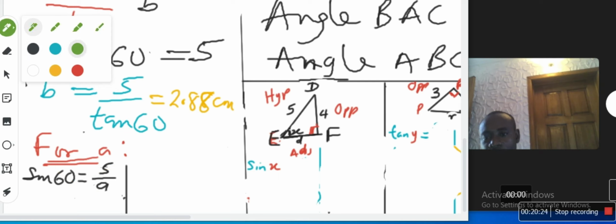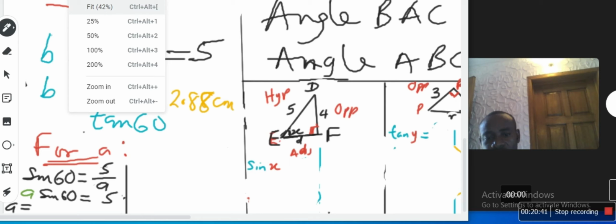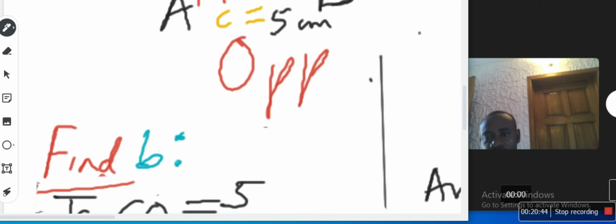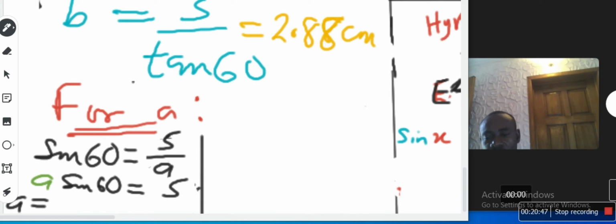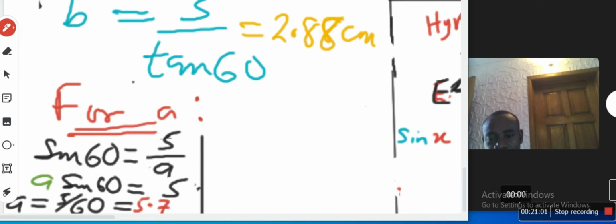So A sine 60 is equal to B, which is equal to 5 when we cross multiply. So A is equal to 5 over that. I don't have enough space here. Okay, so A is equal to 5 divided by sine 60. And you got, give me the answer again, 5.77. 5.77 centimeters to 3 significant figures. I hope you rounded up properly.